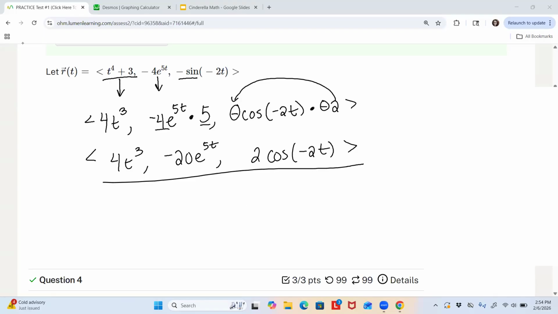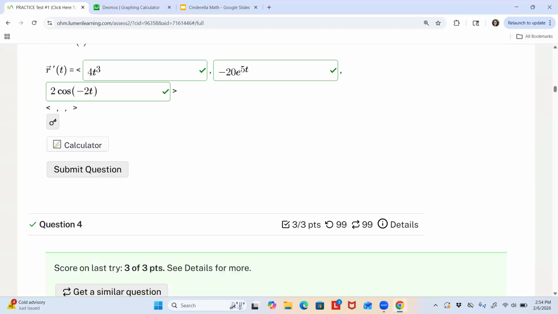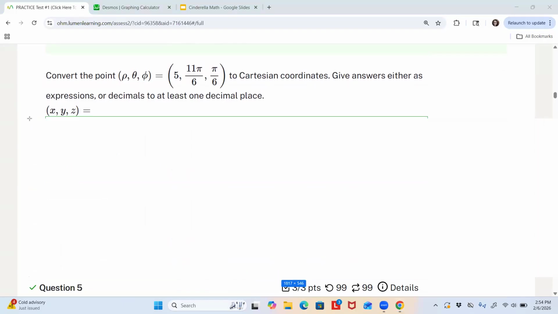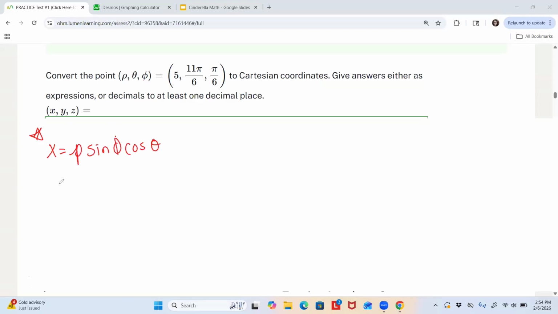All right. Number 4. We are converting the other way this time. We are given the point in spherical coordinates, and we need to put it back into Cartesian x, y, z coordinates. So we do again have some conversion formulas that you want to write down. X is rho sine phi cos theta. Y is rho sine phi sine theta. And z is rho cos phi.